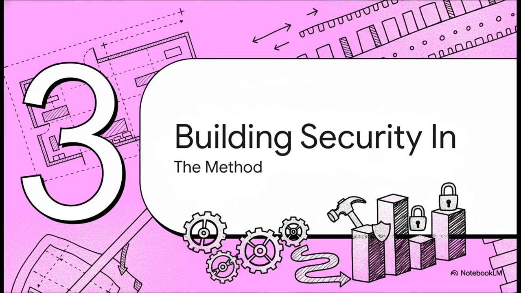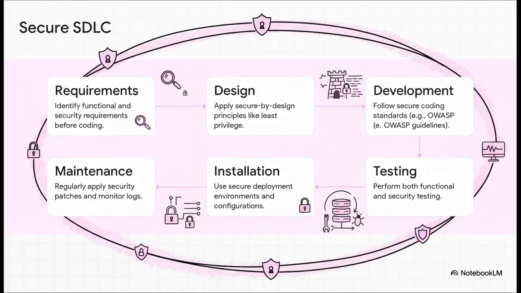Okay, so we have our blueprint, those 6 core principles. But a blueprint is just a plan. Now we need a disciplined method for the actual construction, a process for building security right into the software itself. This is where the Secure Software Development Lifecycle, or SDLC, comes in. And this diagram perfectly shows that secure by design idea we talked about.